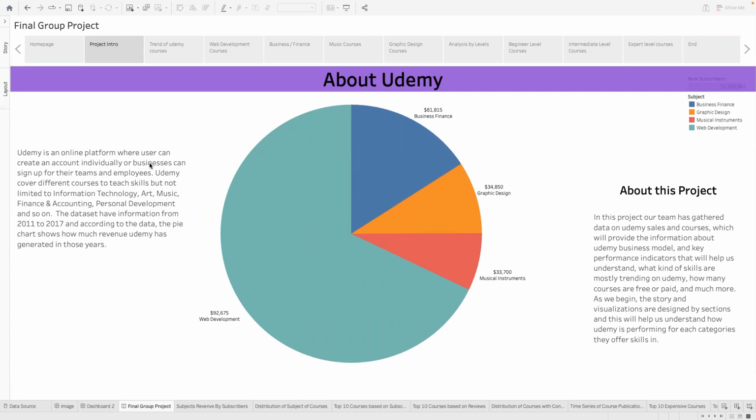Many courses on Udemy have a very good skill set that employees want. The data set we have picked has data from 2011 to 2017, and this pie chart shows how in the past 7 years Udemy has grown and how much revenue overall it has generated. This sparked our eyes, so that's why we picked this data.